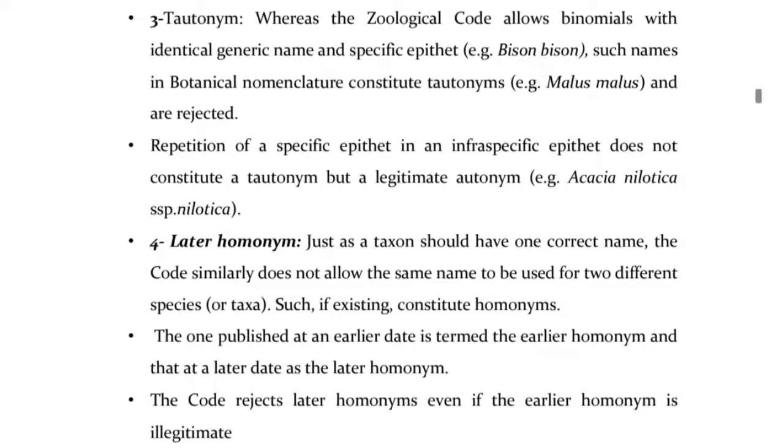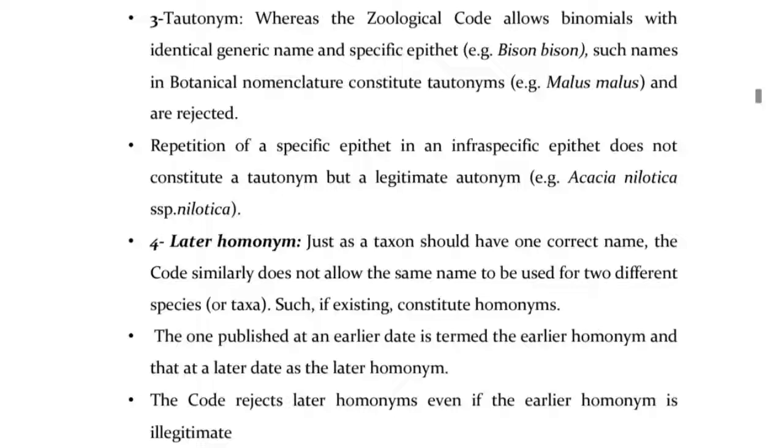3. Tautonym. Whereas the zoological code allows binomials with identical generic name and specific epithet, e.g. Bison bison, such names in botanical nomenclature constitute tautonyms, e.g. Malus malus, and are rejected. Repetition of a specific epithet in an infraspecific epithet does not constitute a tautonym but a legitimate autonym, e.g. Acacia nilotica subsp. nilotica.